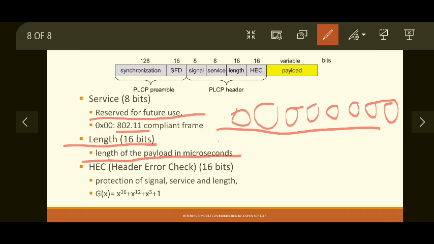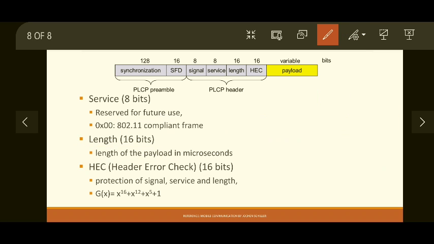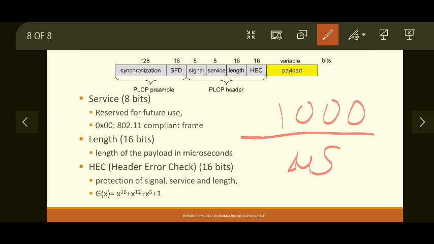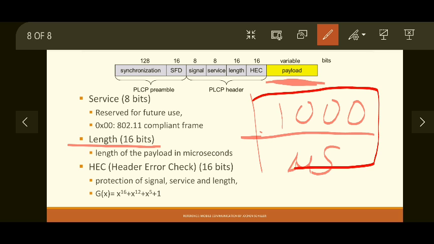Now how can we mention the length in microseconds? That means, let's say 16 bits, the maximum length can be 2 raised to 16. So let's say the length mentioned is 1000. That means 1000 microseconds will be required to transmit this payload, which is indicated in the length field.